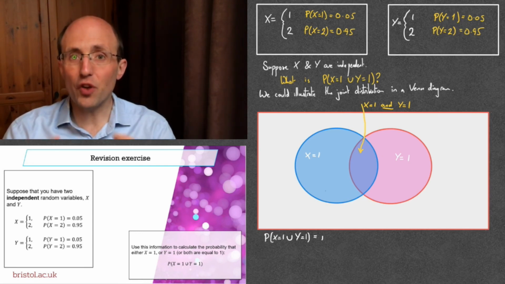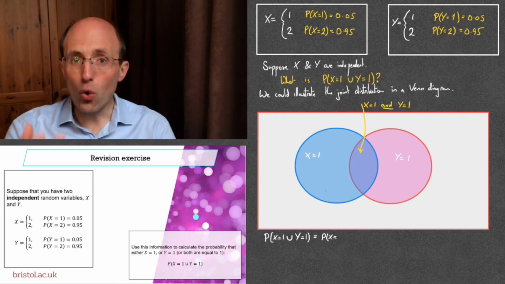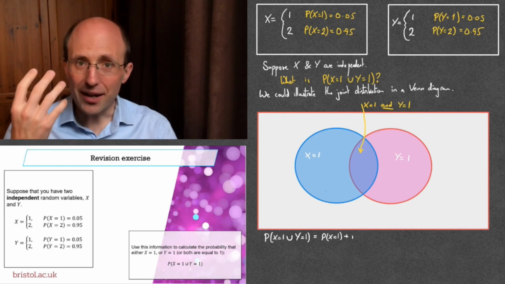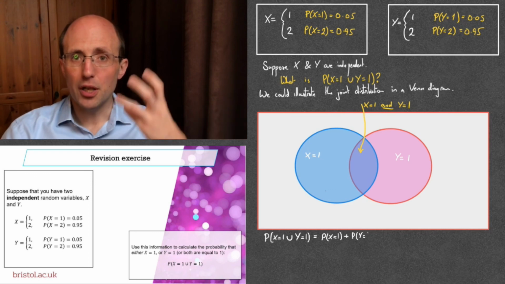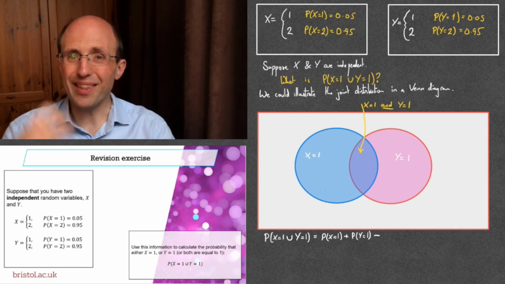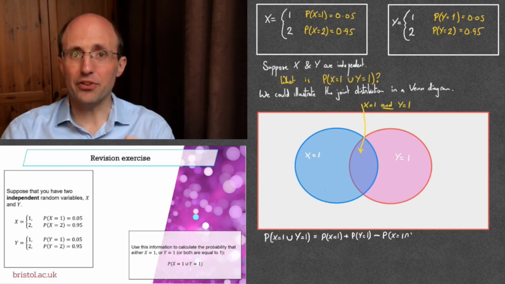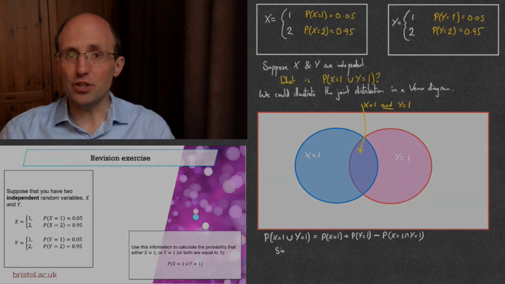So in order to find the probability that x is equal to 1 or y is equal to 1, we add up the probability that x is equal to 1 plus the probability that y is equal to 1, and then subtract the probability that both x is equal to 1 and y is equal to 1 to take account of the fact that it's being counted twice when we're looking at the two individual outcomes.